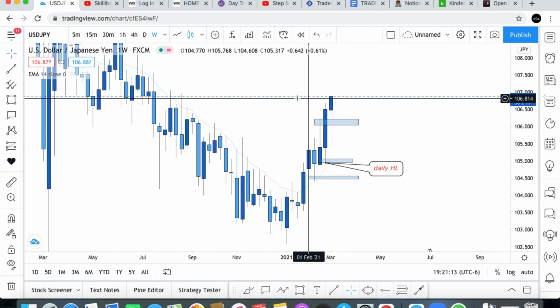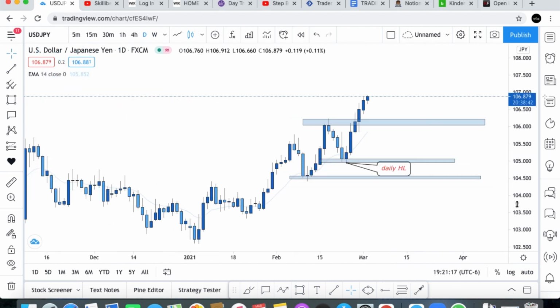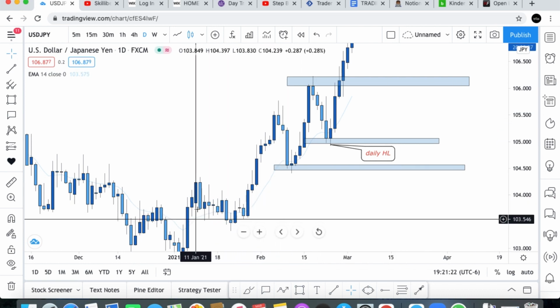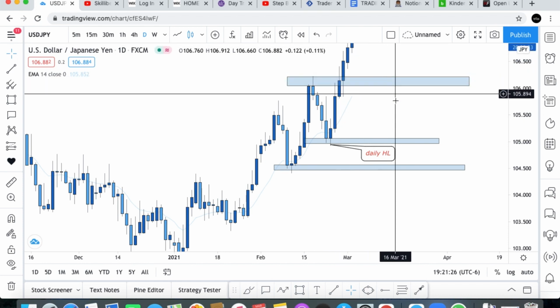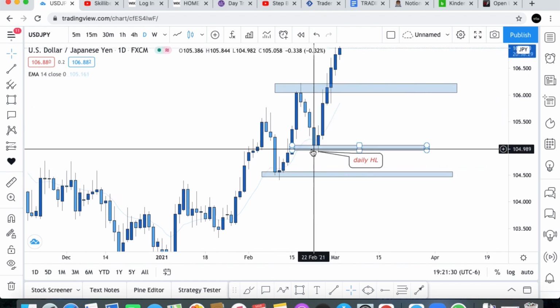Buys only, right? So we scale down to the daily time frame to get a bit clearer view of what the market is doing. Now we see price creating higher highs, higher lows, higher highs, higher lows, higher highs, higher lows, higher highs, right? So the previous higher low on the daily time frame is this zone.